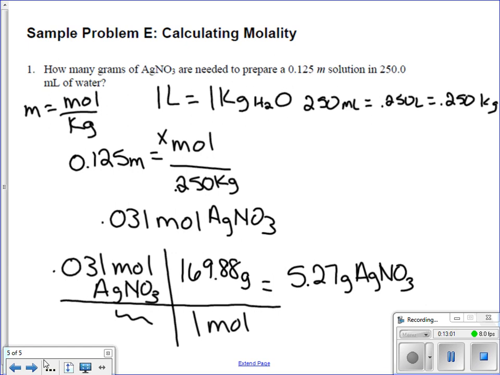So the question asks, how many grams of silver nitrate? And we calculated grams of silver nitrate. So now that is our final answer.